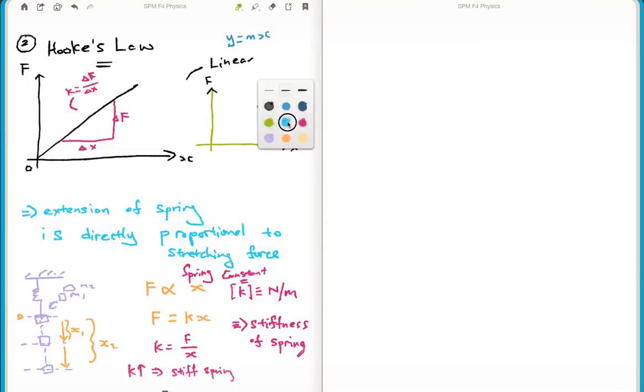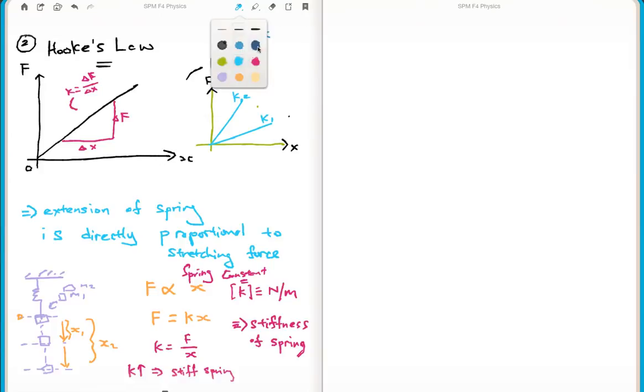What happened is maybe I have a K1 spring and a K2 spring, two different springs. Then they ask, which one is a soft spring, which one is a stiff spring? Obviously, by looking at this gradient, this is a lower gradient, so this would be a rather soft spring, whereas this is a very stiff spring. How is that so?